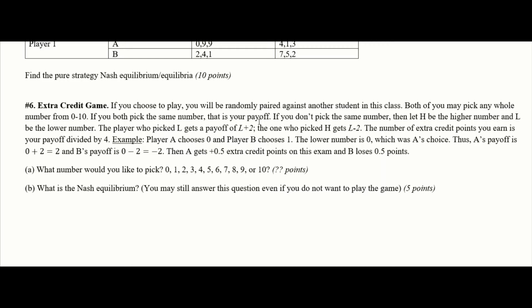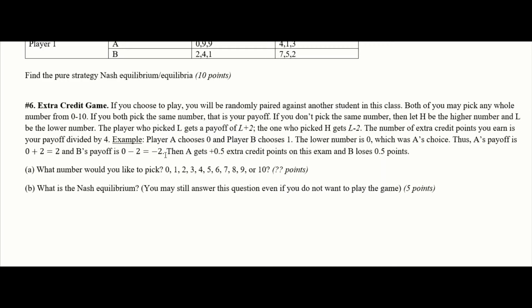So in our example, player A picked 0 and player B picked 1. 0 is less than 1, so 0 is the lower number. That means A gets 0 plus 2, the lower number plus 2, so they get 2. B picked the higher number, so they get the lower number minus 2. So 0 minus 2 is negative 2. That's B's payoff.